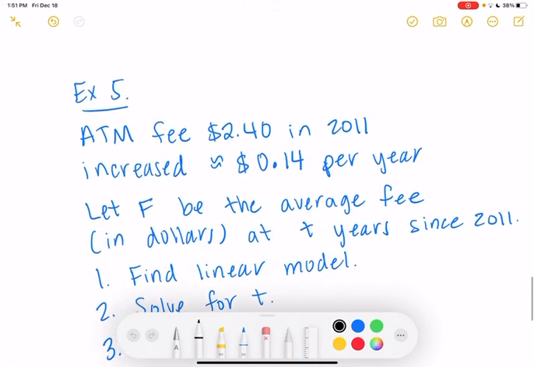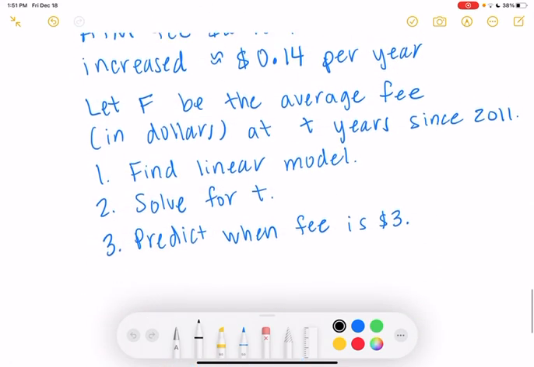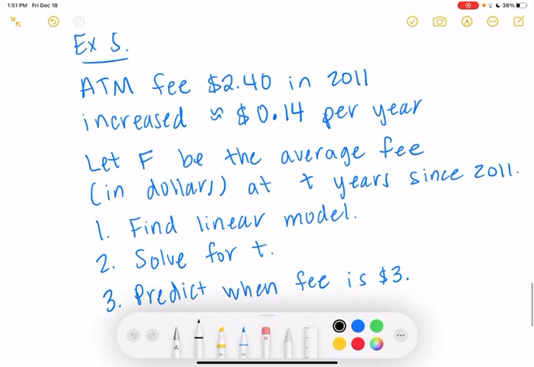All right, very cool. This is our last one, okay? Last one for today. So we have an ATM fee of $2.40 in 2011, and it's going to be increasing approximately $0.14, so 14 cents per year. We're going to let F be the average fee in dollars at T years since 2011.